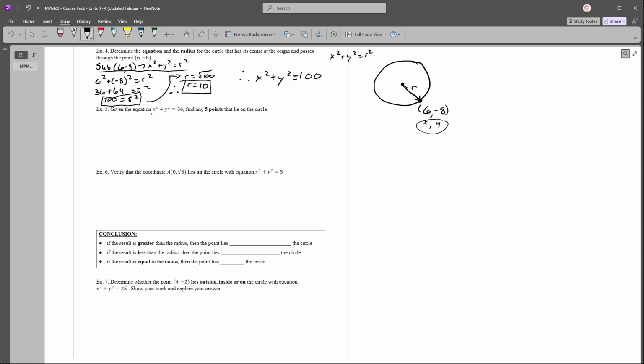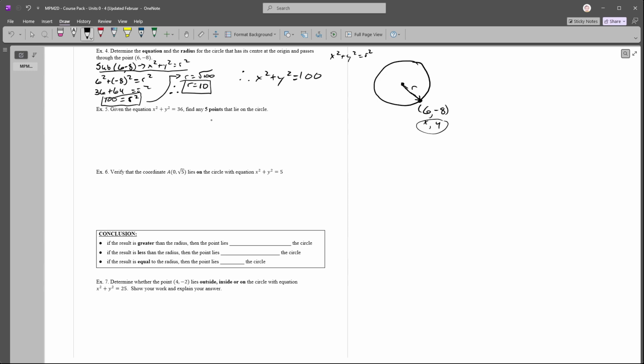So given the equation x squared plus y squared is equal to 36, find any 5 points that lie on the circle. Any 5 points. Which points should we use? Well, we saw previously that we can very easily find the x and y intercepts as long as we know the radius, because the radius is always going to be that far away from the origin. So if r squared is equal to 36, that means r is going to be equal to 6.